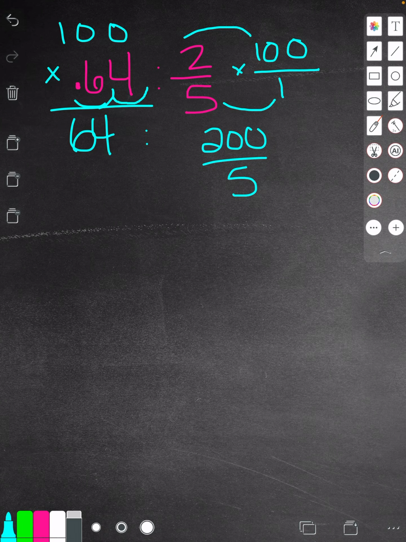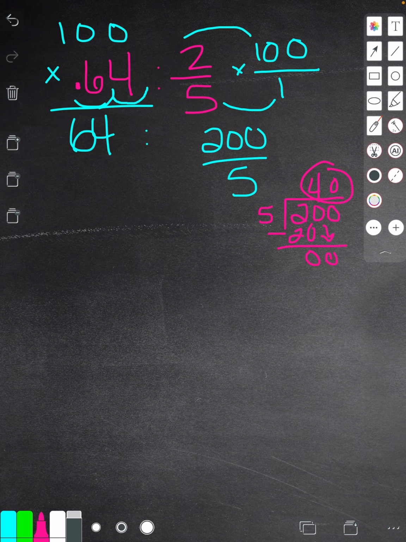All right, step 1. Look for whole numbers. Are we finished? No. We have a whole number on the left. We do not have a whole number on the right yet. However, if I divide this improper fraction of 200 over 5, I will end up with 40. So I'm going to rewrite this now.